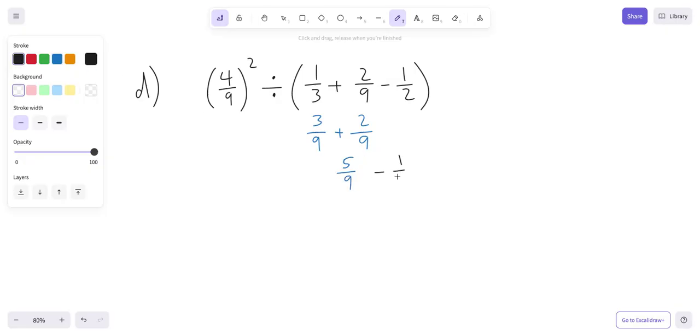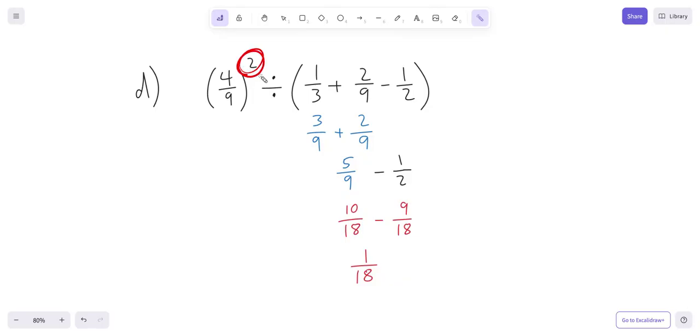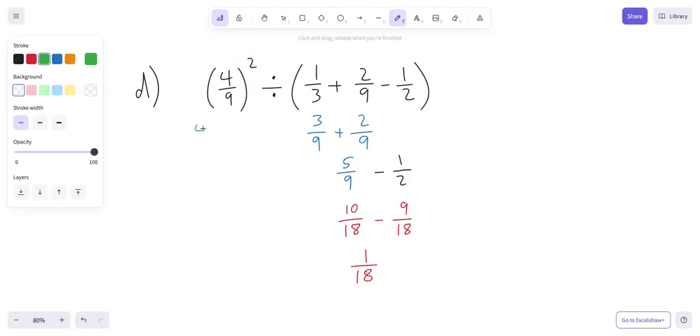Next, I'm subtracting 1/2. I need common denominators again, so that's going to be 18. 5 ninths times 2 would be 10, and 1/2 times 9 would be 9. 10 minus 9 is 1/18. Okay, and then on this side I'm going to do exponents. So that's 4 ninths times itself. 4 times 4 is 16, 9 times 9 is 81. So I have 16 over 81 divided by 1/18.